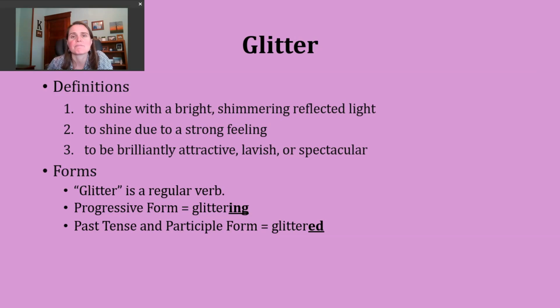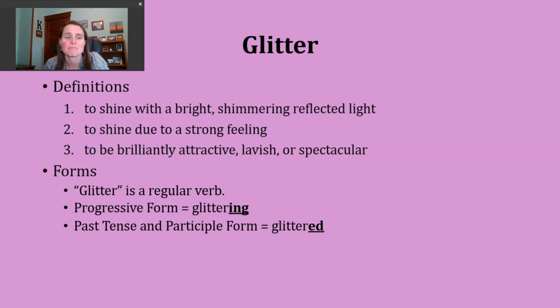Now, a second way you can use the verb glitter can mean to shine due to a strong feeling. So sometimes, as you read stories, you might hear of a particular character's eyes glittering with some type of strong emotion. Could be positive or negative.